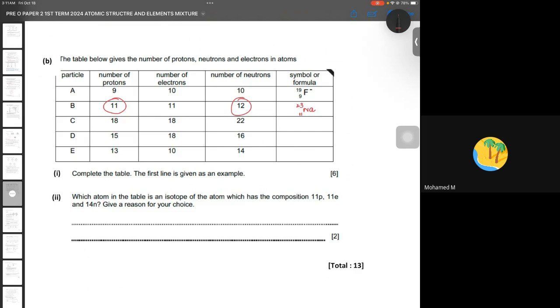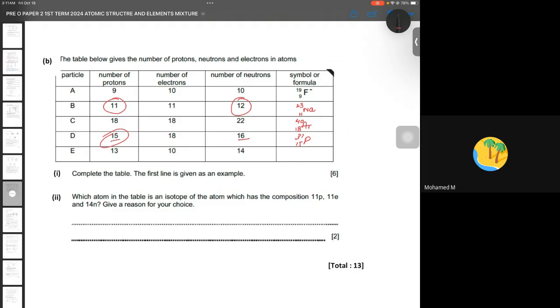If you can see the third one, the proton number is 18. 18 is argon. And the nucleon number is 22 plus 18, that would be 40. And if you can see this, 15 is phosphorus. What is the mass number of phosphorus? That would be 31, because 16 plus 15 is 31.